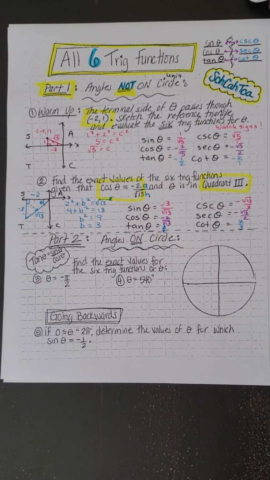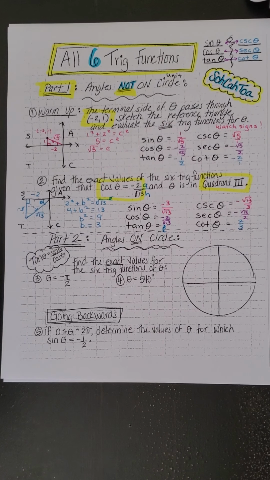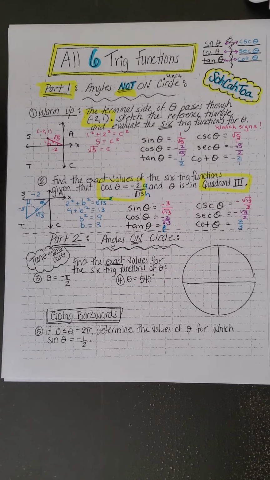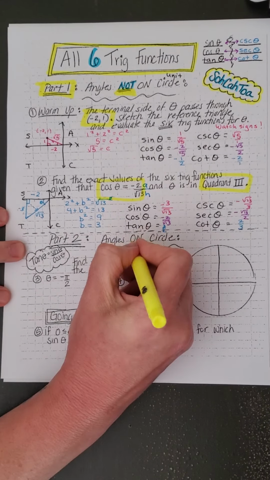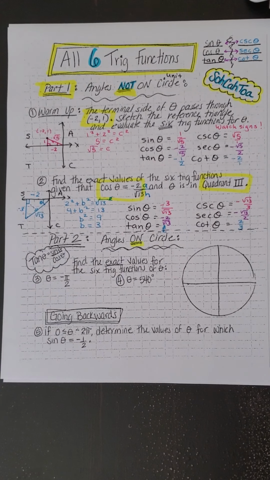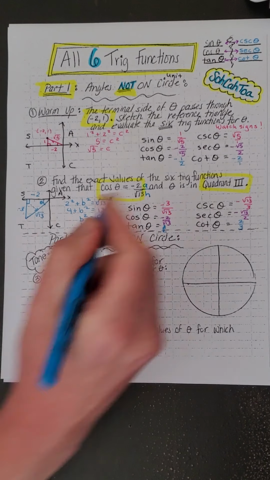All right, so that was for part 1, angles that are not on the unit circle. Now, angles that are on the unit circle. Now, how do we know that they're on the unit circle?